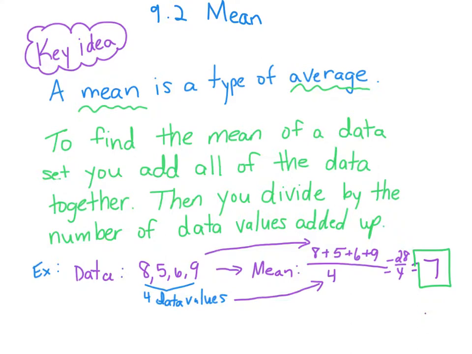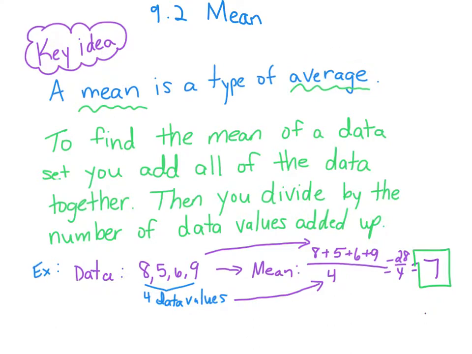9.2, we're going to be talking about the mean of numbers. And as you just read in the notes, that's one of the types of measures of center, one way you can kind of figure out the middle of the numbers you're looking at. And specifically, mean means it's a type of average.